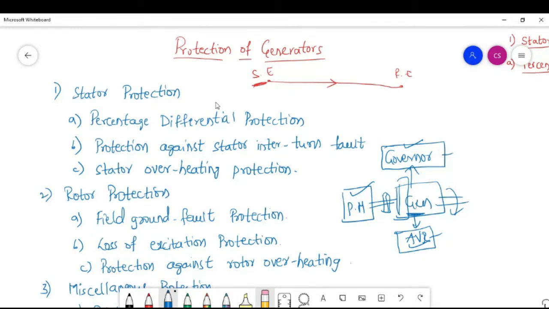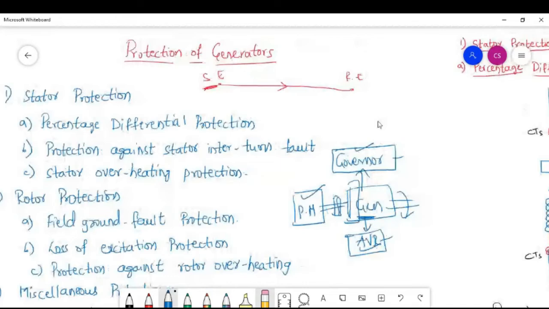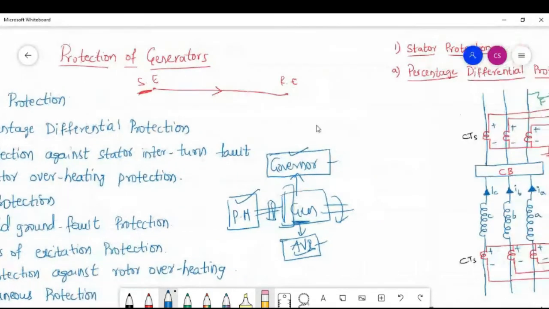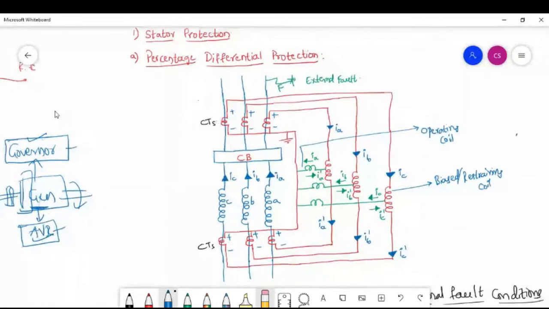So we are going to provide CTs at the starting point of a generator and CTs at the end point of a generator. Whatever protective scheme we see for generators, we use CTs at both sides of the generator. With a three-phase winding, we use three CTs at the starting point and again three CTs at the ending point. I cannot call it primary or secondary because it is a generator. So keep this identity as stator protection and percentage differential protection.